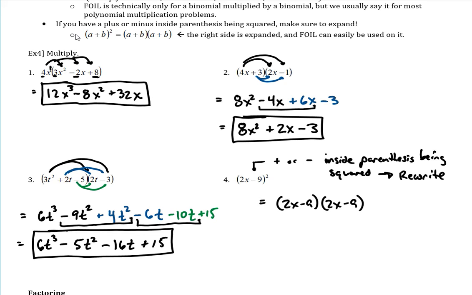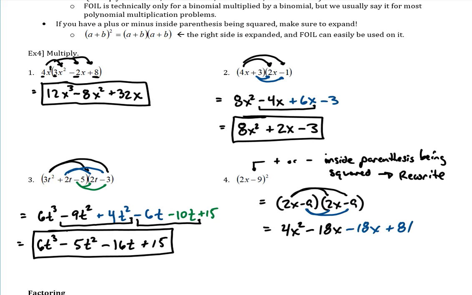And then now it's really just like the number 2 up above, where I can take the 2x and multiply each of those. So 2x times 2x is 4x squared. And then 2x times -9 would be minus 18x. And then I continue where I take the -9 and multiply each of those. So -9 times 2x is -18x. -9 times -9, two negatives is positive. 9 times 9 is 81.